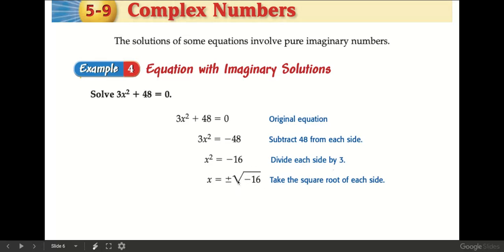This is a place where we would get stuck previously, because we would say, oh, this doesn't have a real solution. But now, since we have imaginary numbers, we can come up with the imaginary solution. So again, simplifying the square root of negative 16, that could be broken up into the square root of negative 1 times the square root of 16. I know the square root of negative 1 is i, and the square root of 16 is 4. So this would simplify into x equals plus or minus 4i, because now with imaginary units, we can simplify negative square roots.